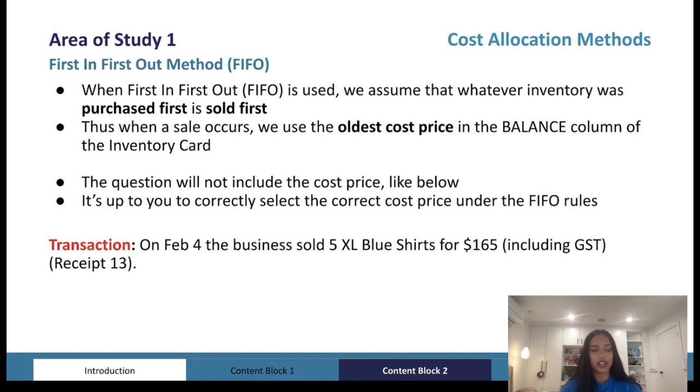So when we use first in, first out, we assume that the inventory that was purchased first is sold first. This doesn't mean that this is what actually happens, but this is what we assume happens. So probably the biggest mistake that people make with questions like this, with cost allocation methods, is they think that if a business uses first in, first out, that means that all of their old inventory is sold first.